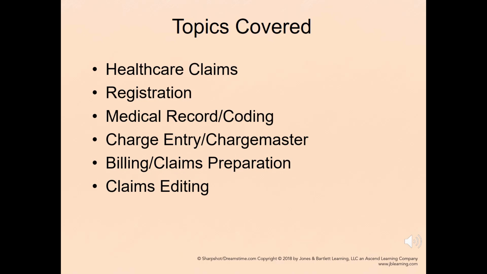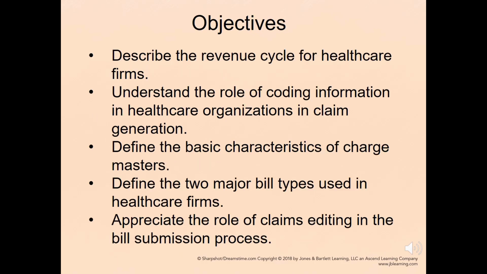Topics covered in this chapter will be healthcare claims, registration, medical record coding, charge entry, charge master, billing and claims preparation, and claims editing. The objectives of this chapter are to describe the revenue cycle for healthcare firms, understand the role of coding information in healthcare organizations in claim generation, define the basic characteristics of charge masters, define the two major bill types used in healthcare, and appreciate the role of claims editing in the bill submission process.